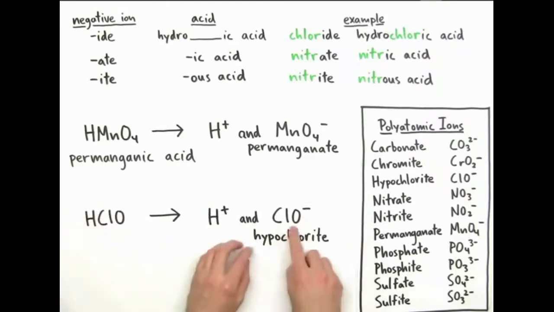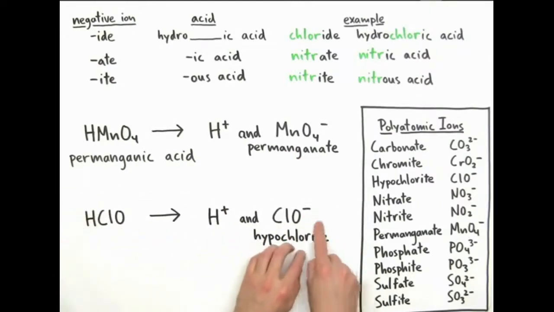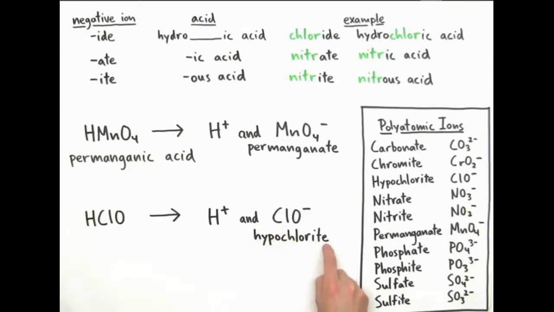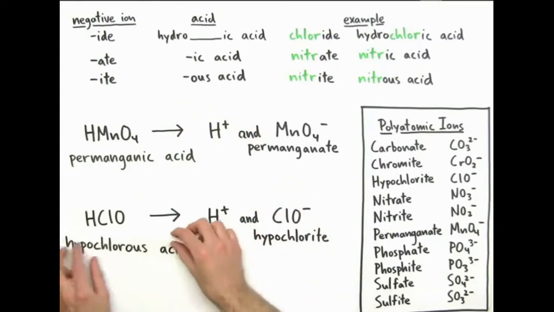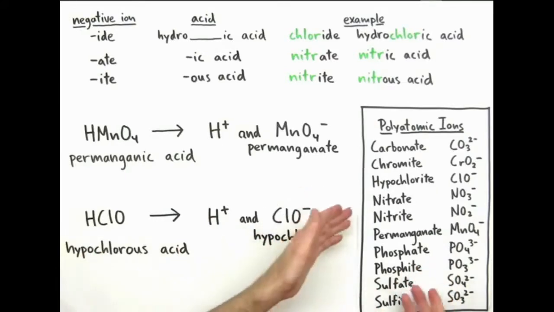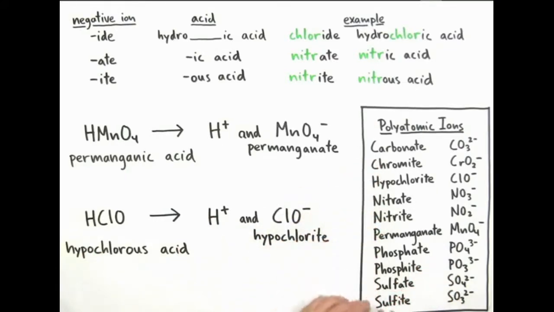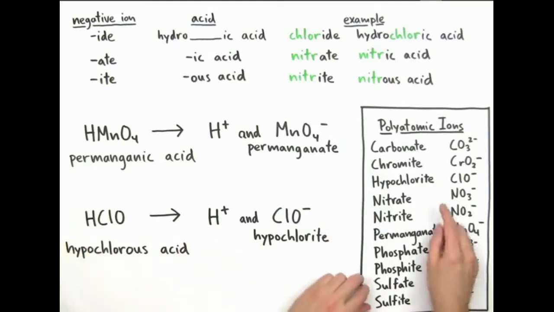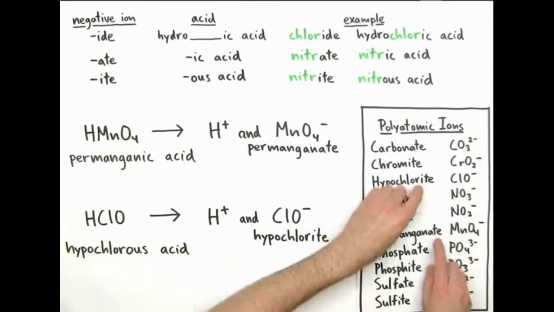This acid here contains hypochlorite, but only pay attention to this ITE. We change it to an OUS, and we name this hypochlorous acid. So if you run into a hypo or a per polyatomic ion, don't worry about it. Just focus on the letters at the very end.